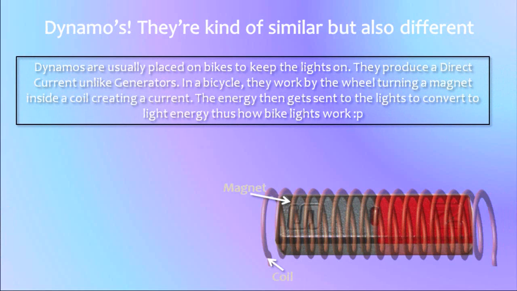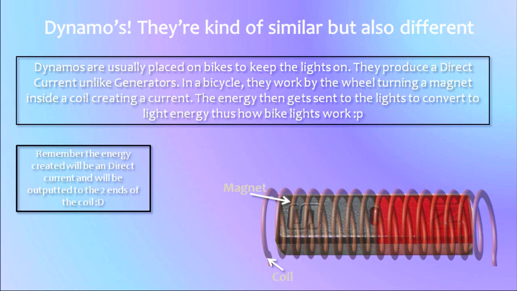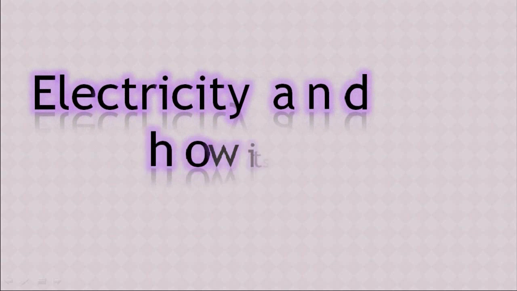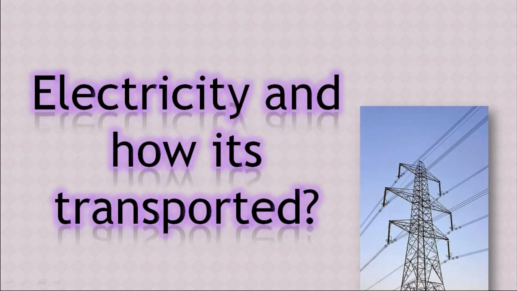Dynamos are usually placed on bikes to keep the lights on. They produce a direct current unlike generators. On a bicycle, they work by the wheel turning a magnet inside a coil, creating a current. The energy then gets sent to the lights, converting it into light energy, thus how bike lights work. Remember, the energy created will be a direct current and will be outputted to the 2 ends of the coil.